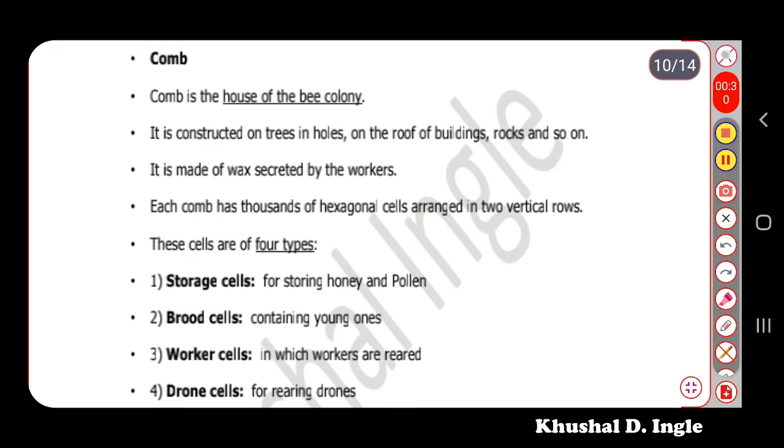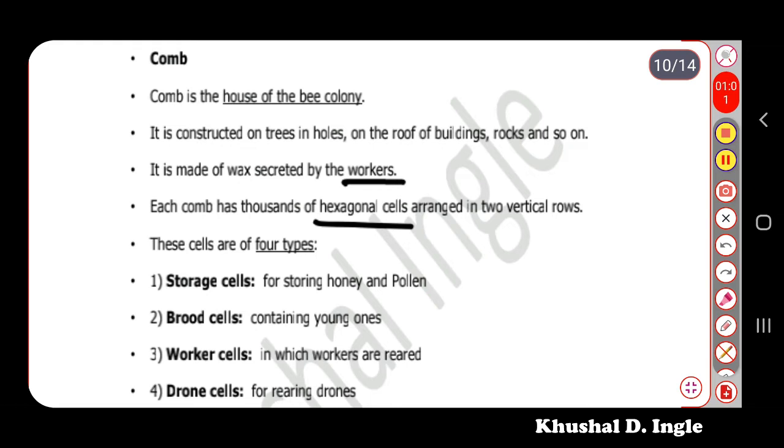Now this comb, all of you know, is constructed on trees or in holes or on the roof of buildings, rocks and so on. Wherever they find a suitable and protected place, at that place they will construct this comb. It is made up of wax which is secreted by the workers. Each comb has thousands of hexagonal cells which are arranged in two vertical rows.